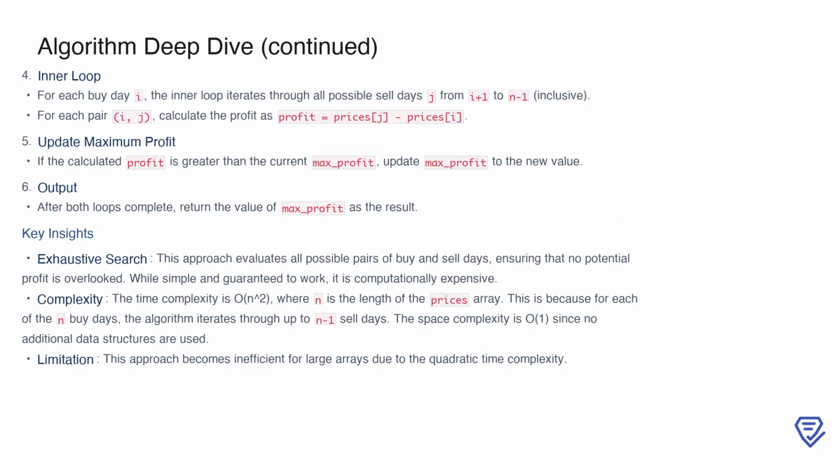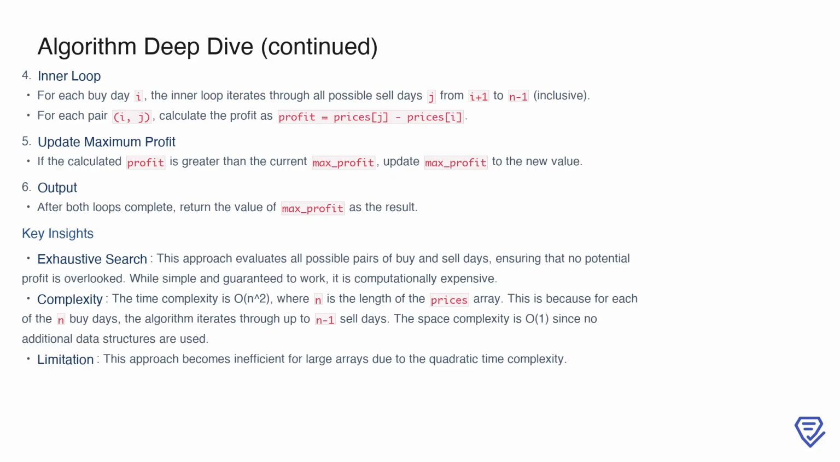Now, for each buy day selected by the outer loop, we use an inner loop to explore all possible sell days that come after it. For each pair of days, i, j, where j greater than i, we calculate the profit using the formula prices[j] minus prices[i]. If the result is greater than the current value of max_profit, we update max_profit to reflect this new maximum. After both loops finish iterating through all possible day pairs, the value of max_profit will hold the highest profit achievable. This approach, while straightforward and thorough, examines every combination of buy and sell days to ensure we don't miss any potential opportunities.